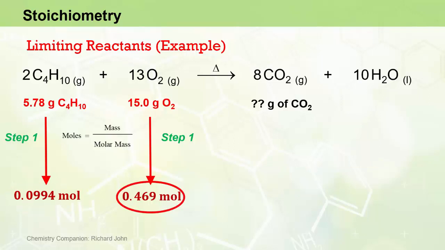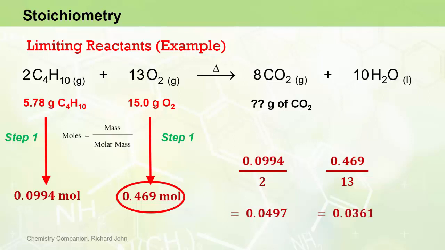And what we do then is divide the moles of each substance by its own stoichiometric coefficient. So the moles of butane is divided by its own stoichiometric coefficient, 2, and the moles of oxygen is divided by its own stoichiometric coefficient, which is 13. The values we get when we perform these divisions are 0.0497 and 0.0361 respectively. This number here is the smaller of the two. Whichever value ends up being the smaller, that's the substance that will be the limiting reactant.